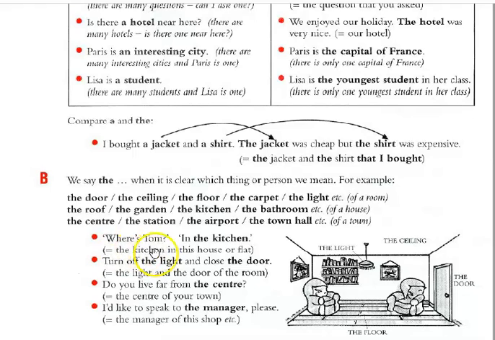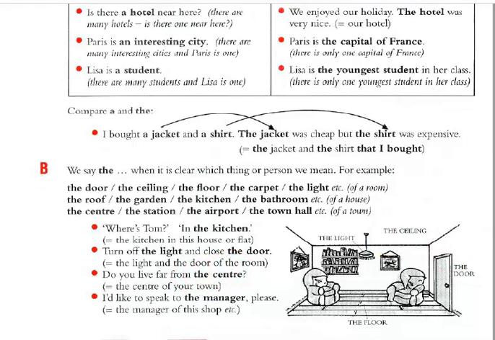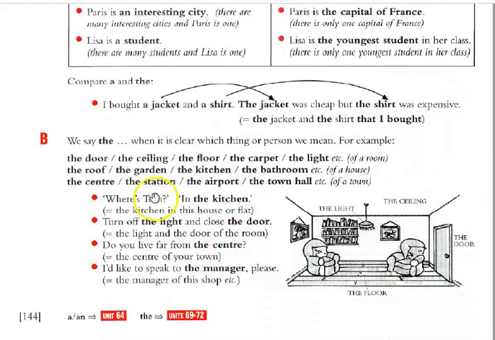We say, where's Tom? In the kitchen. So Tom is in the kitchen or in this house or in this flat. Turn off the light and close the door. So the light and the door of the room. When I leave my classroom, I turn off the light and close the door. Sometimes a student cleans the whiteboard.